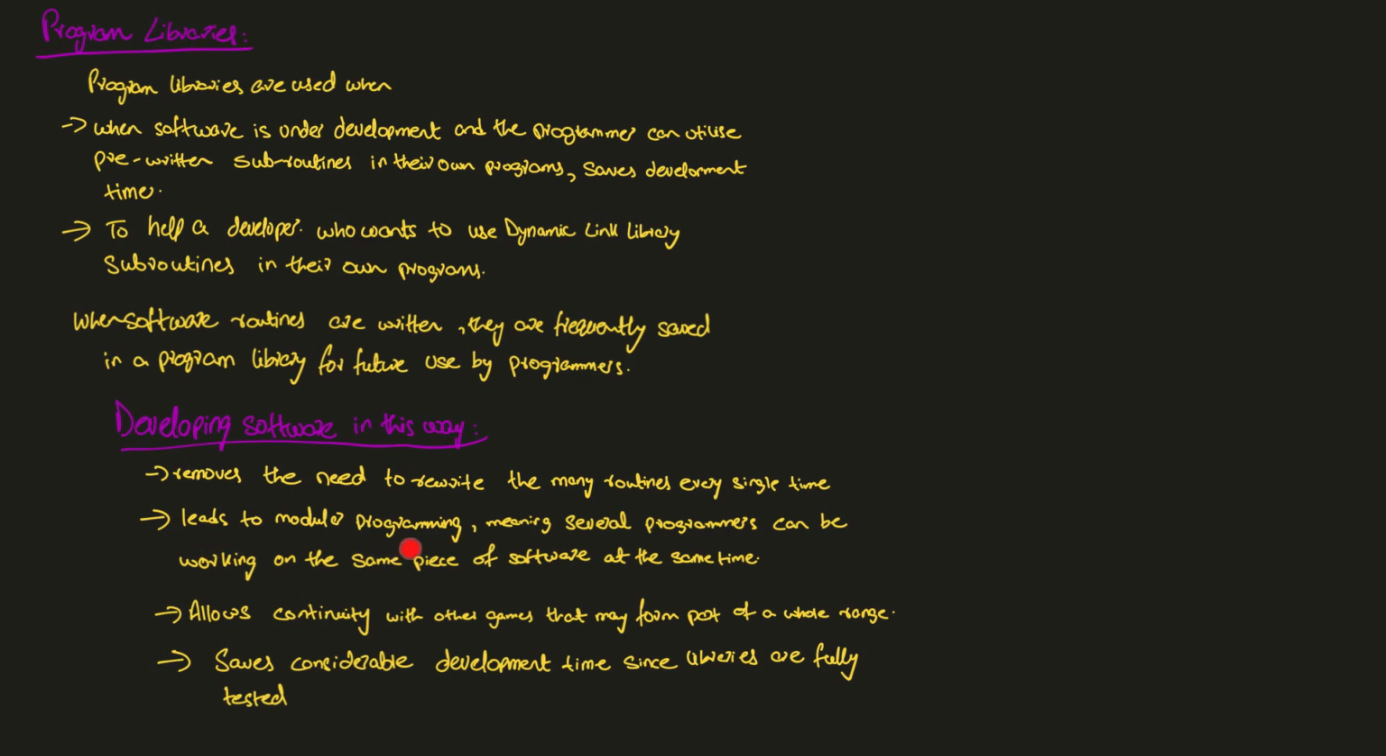It also leads to modular programming, which means that several programmers can work on the same piece of software at the same time. A lot of programmers may be developing their own modules into one current program, right? They can work on it at the same time using dynamic link libraries or program libraries. So a lot of components bring together one program. That is what happens when you use program libraries. It also saves considerable development time since libraries are fully tested, so you do not have to test them again.